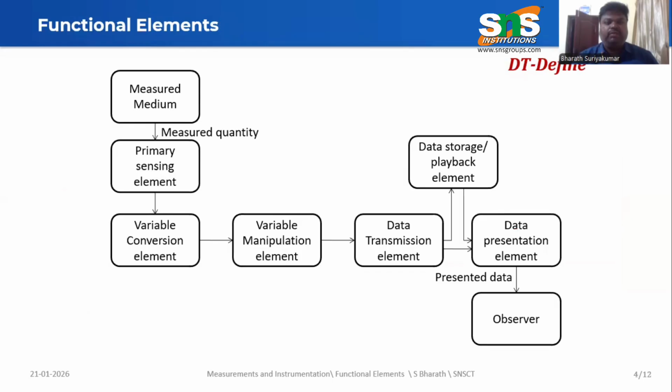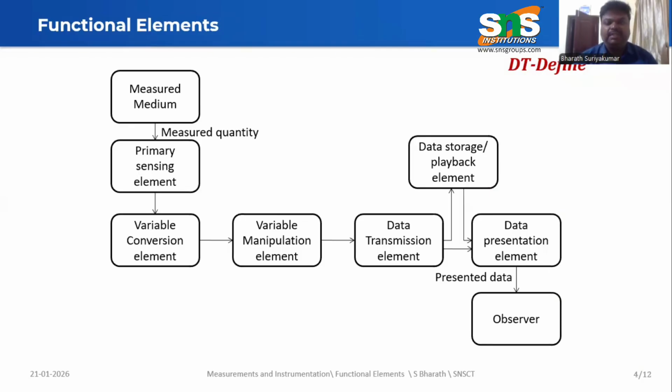So let's see about the functional blocks which are involved during the process of the measuring instrument. These images show the basic block diagram or the functional elements of a measuring instrument. This involves measured medium, measured quantity. From the measured quantity, it is going to give it to the primary sensing element. The primary sensing element is similar to a sensor, which senses what the data has to be measured.